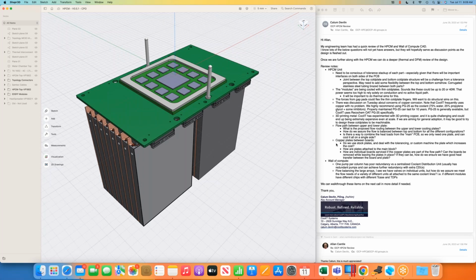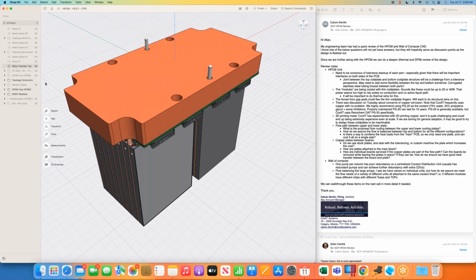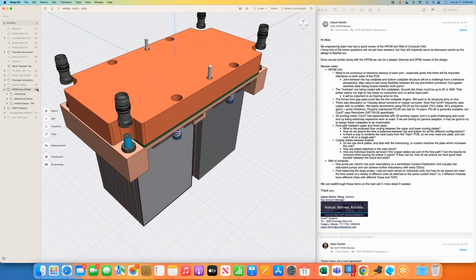Perfect. And can you show the module with the cooling module on this top side as well? This one here. Yeah, perfect. So a lot of the feedback from my engineering team is pretty high level right now, and as we go further, we can probably get more on the DFA side of things, designing for manufacturing. The first comment is regarding tolerance stackups.